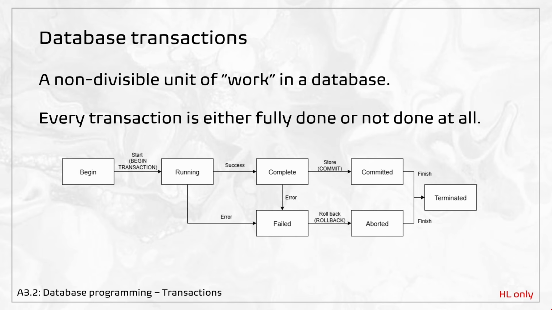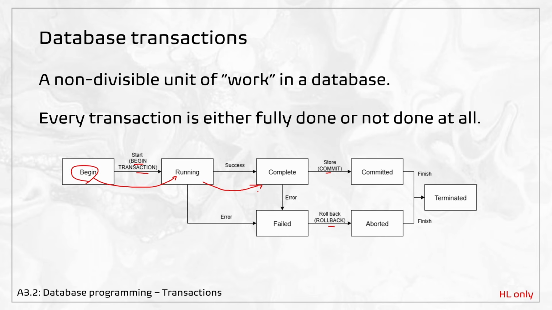Transaction control language, or TCL, is used to control a transaction in progress. 3 commands you need to know are begin transaction, commit, and rollback. To begin a transaction, the command begin transaction is used, in which case the transaction starts to run. So a transaction goes from the begin stage to the running stage. If the transaction executes smoothly, it moves to the complete stage.